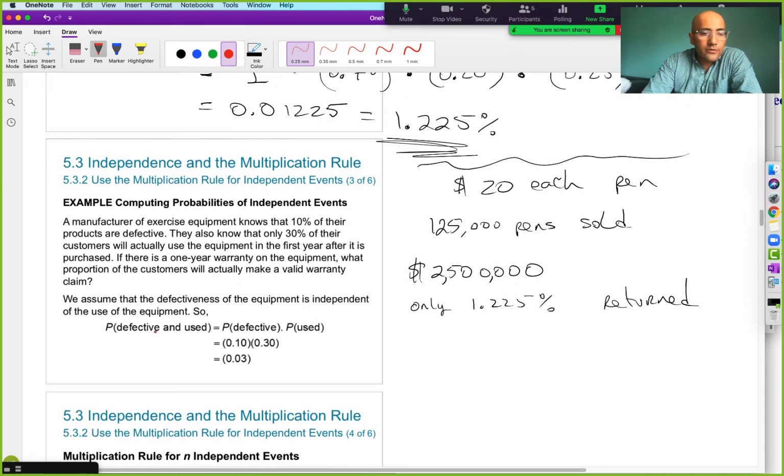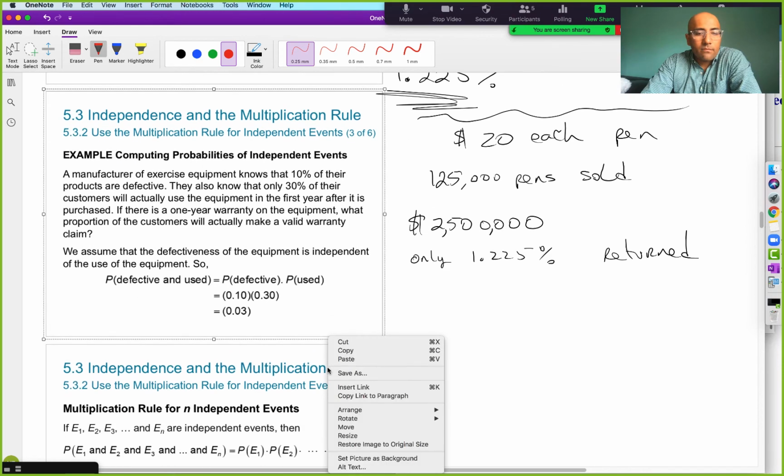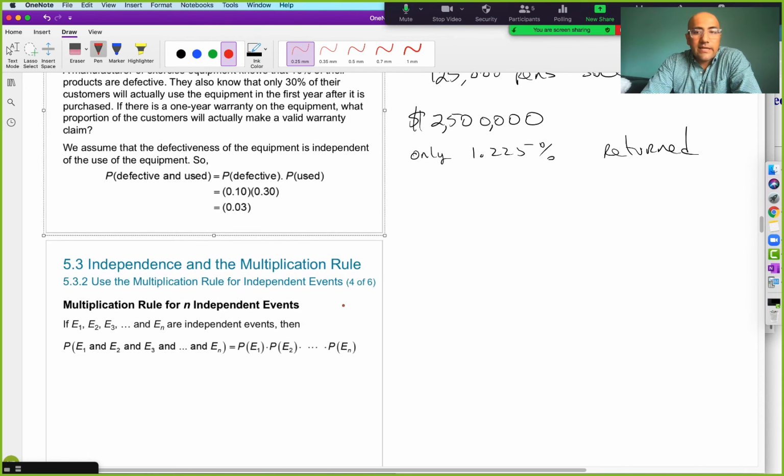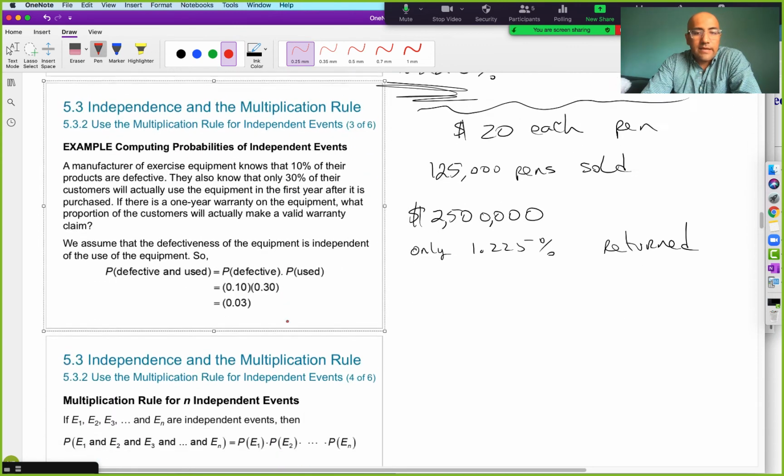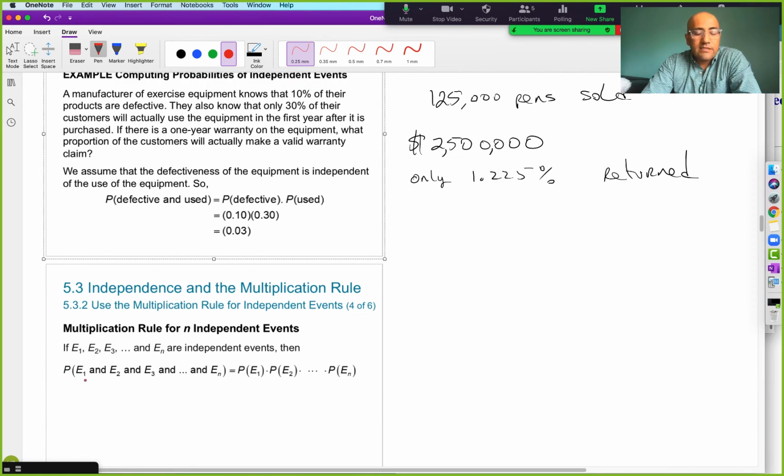Okay, this is just the author doing the same thing back to the manufacturer of equipment. So 10% are defective, 30% know that they will be defective because they use it. So the probability that they're defective and they used it is equal to the multiplication of the two. So we get to 3%. Good. That can extend out, like in my example, there's a lot of them. So that can extend out to several. The probability that event E sub 1 and E sub 2 and E sub 3 and E sub 4, the probability that they all happen at the same time, if they're all independent, comes to this. Just find them separately and multiply them together.